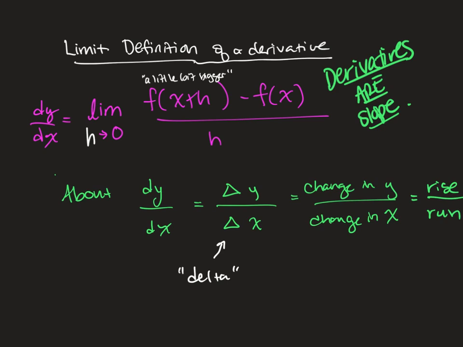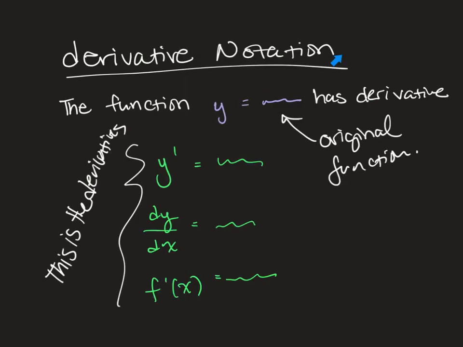And important to note, mathematicians love coming up with multiple ways of doing things. So if you have a function, y equals whatever, this is the original function, it has a derivative, and there are 3 different ways you might write that. So these are all the derivatives. You might write y prime is whatever the derivative is. dy over dx is whatever the derivative is. And then f prime of x is whatever the derivative is. All of these mean the exact same thing.